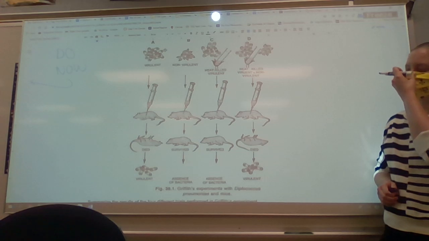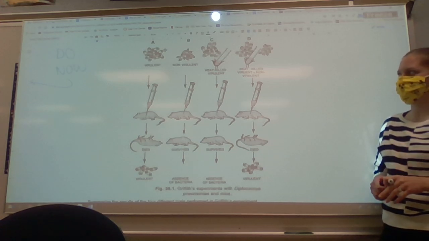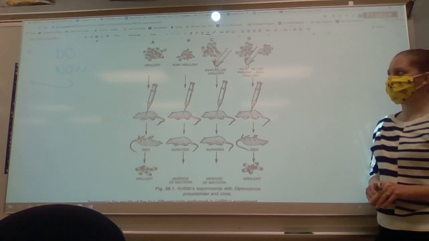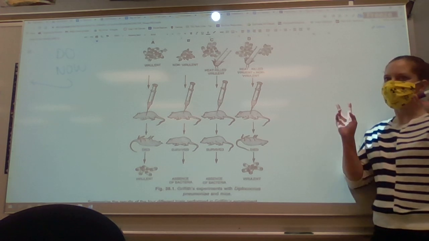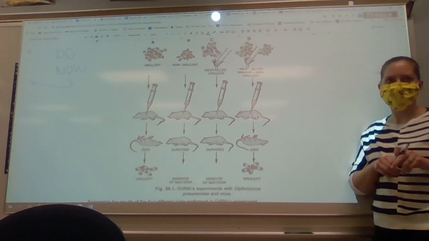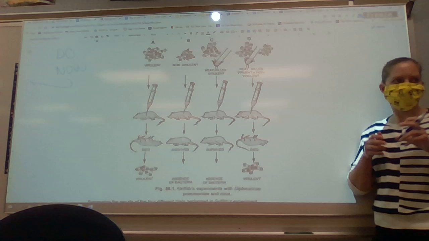So we talked about this, but it's been a couple days, so I wanted to refresh. This experiment performed by Griffith was the first recorded transformation, which is the word that he used for it. So what happens during transformation?